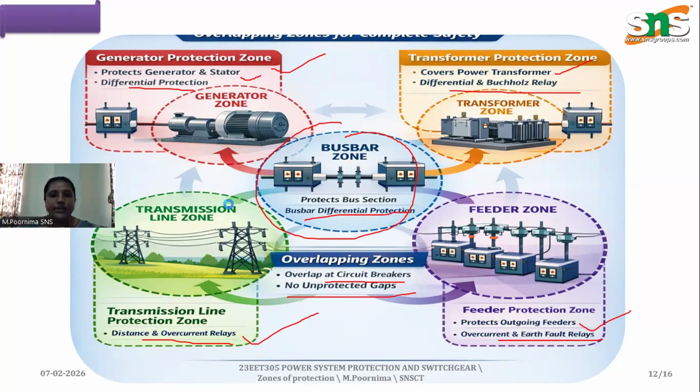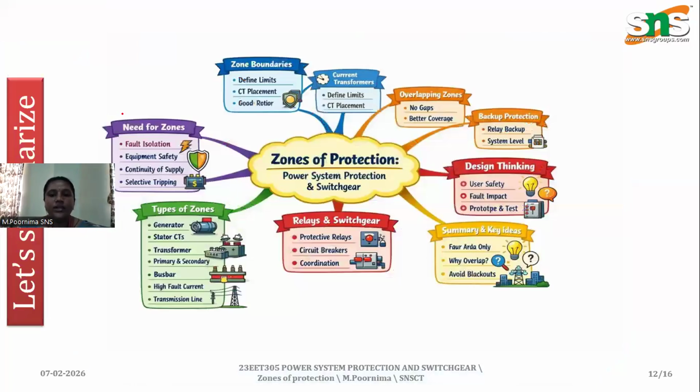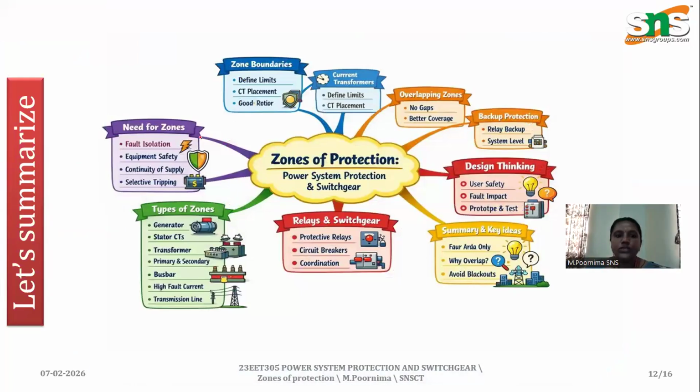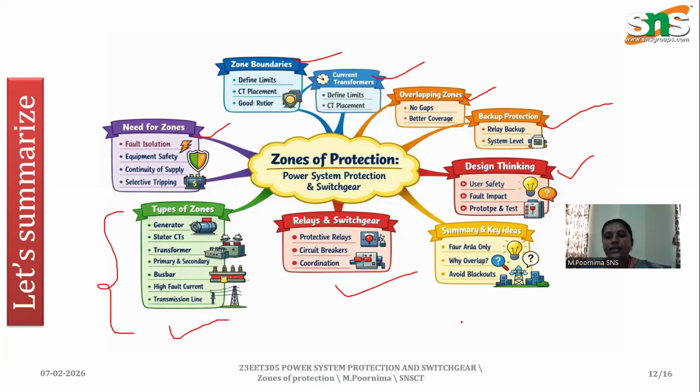Now finally, we are summarizing the need for zone and boundary conditions, current transformer, the overlapping zone and backup protection. These are the main design thinking for safety purpose, fault impact, protection and testing, relays and switchgears, and types of zones, which zones we are protecting. So these are the things we are studying today.